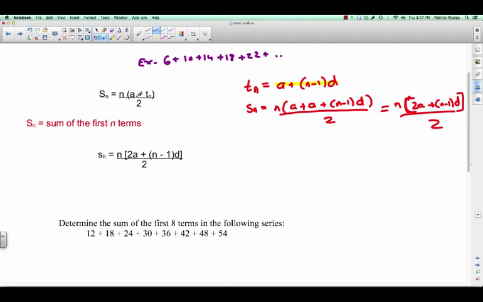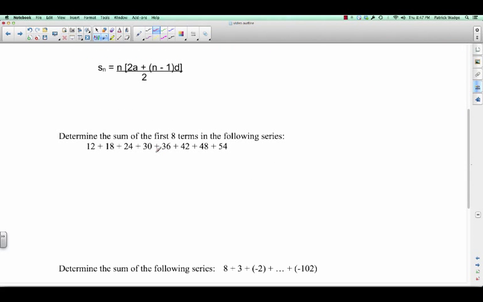What else? So we've talked about n, a, and again, d. What's d? That's the common difference, right? Okay, so using these two formulas, you can figure out what series add up to. So here we have a series, 12 plus 18 plus 24 plus 30, and so on, all the way up to 54. Adding them all together, we want to know what the sum is. What do they all add up to?